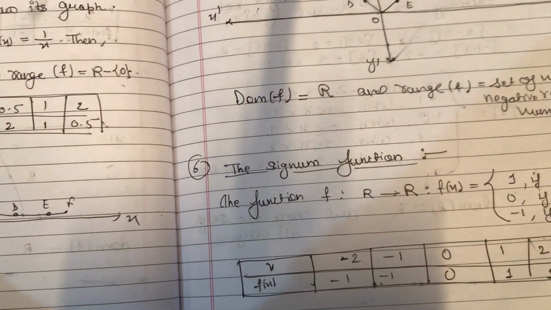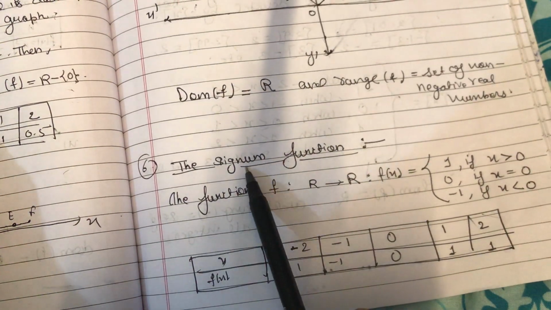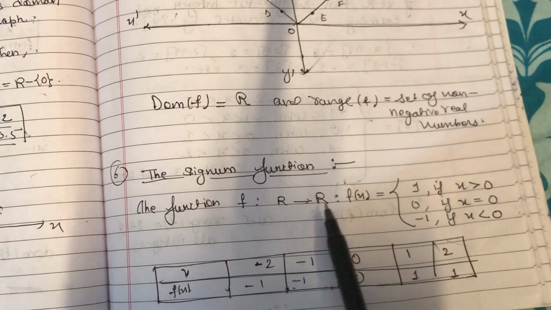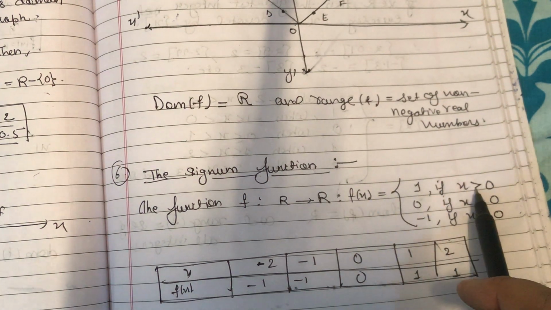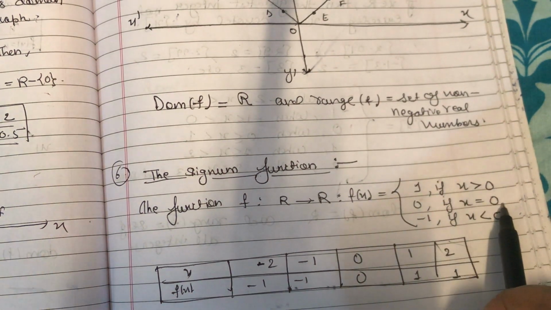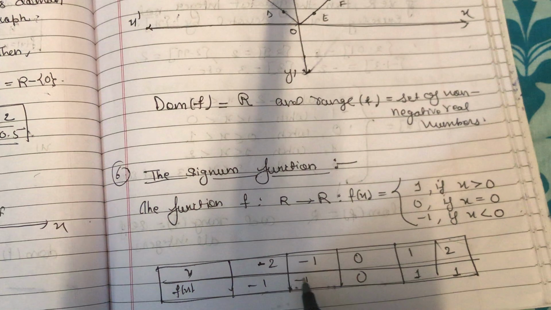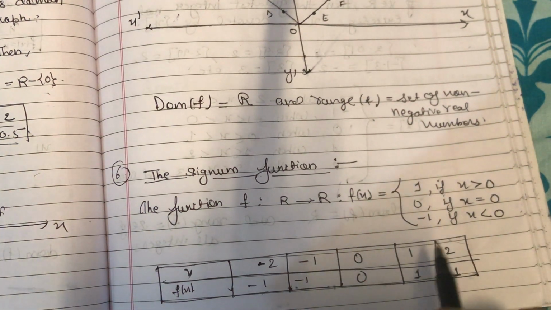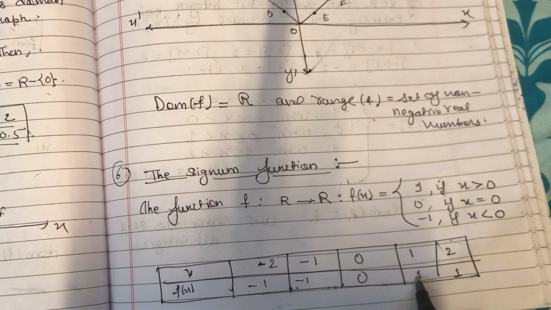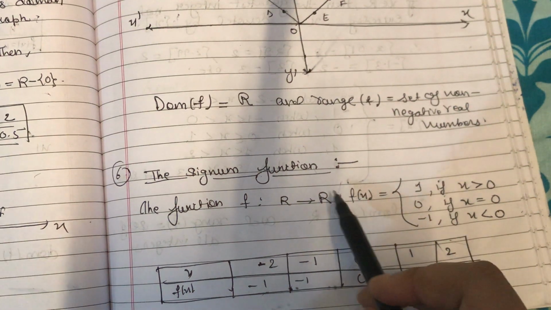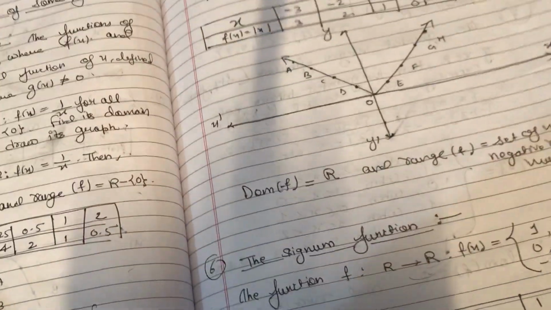And the last function, I cannot say last function, after that also I have to explain one more function, that is the signum function. This is also important: the function f from R to R such that f(x) equals 1 if x is greater than 0, 0 if x equals 0, and minus 1 if x is lesser than 0. That is, for x lesser than 0, I'm going to get minus 1. For 0, I'm going to get 0, and for x greater than 0, that is 1, 2, 3, I'm going to get always 1. So this is my table. You need to remember this equation because this is very, very important.